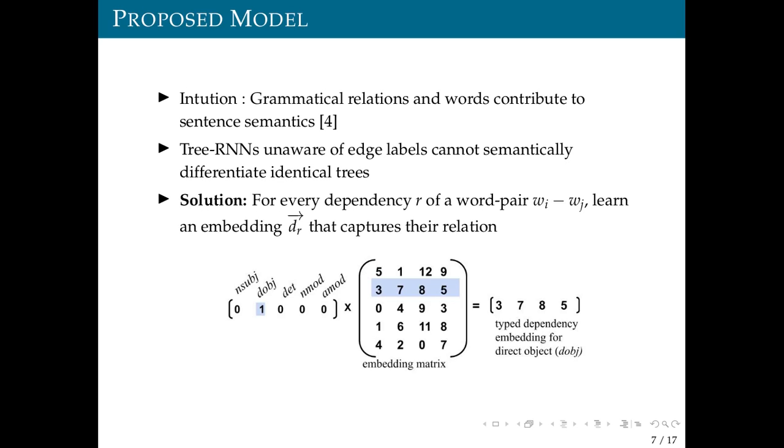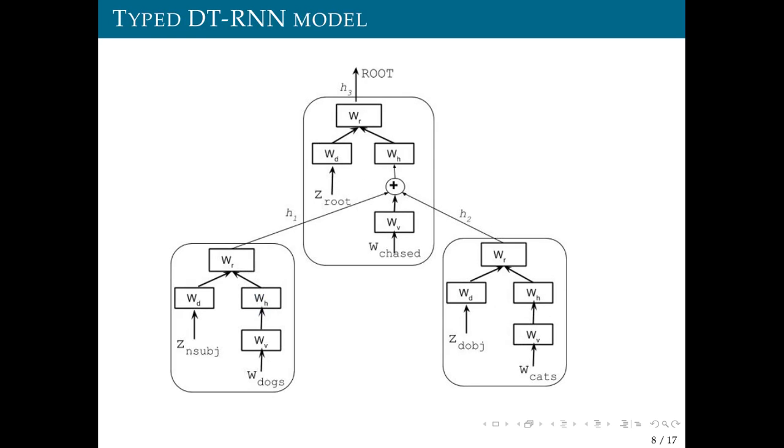A Tree-RNN that is unaware of edge labels cannot identify identical trees which have different meanings. So the solution which we put forward is that we learn fixed-dimension vectors for each type of dependency relation, and we use these vectors along with the word embeddings. A toy example is shown here with 5 dependency relations and an embedding matrix where each row corresponds to a dependency type. So this is the proposed architecture of the DT-RNN model.